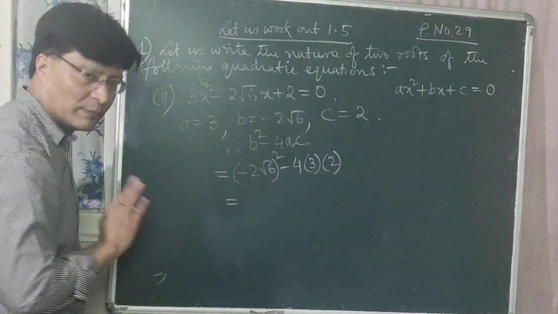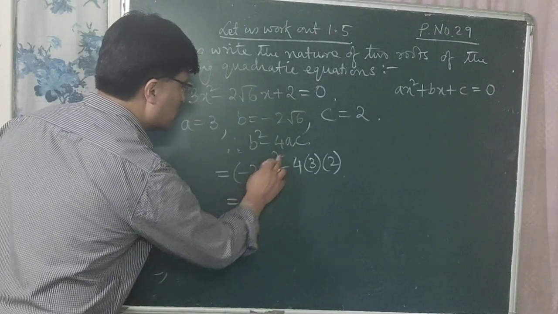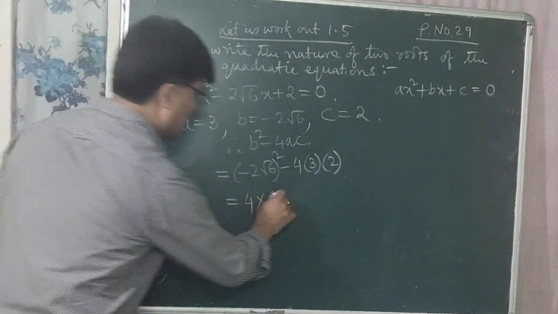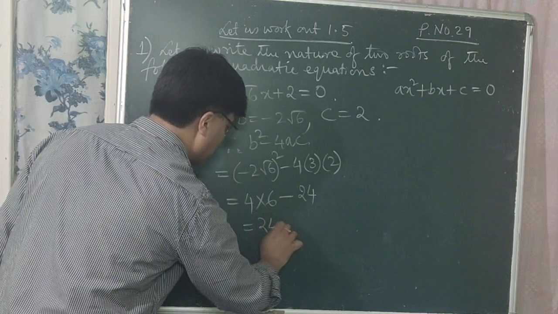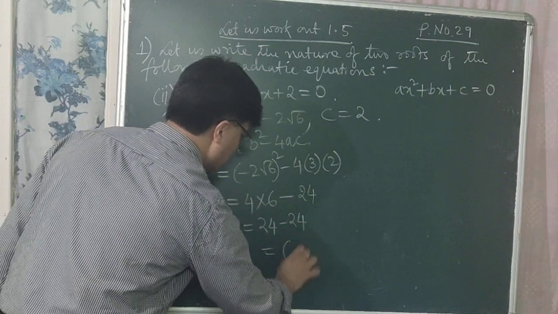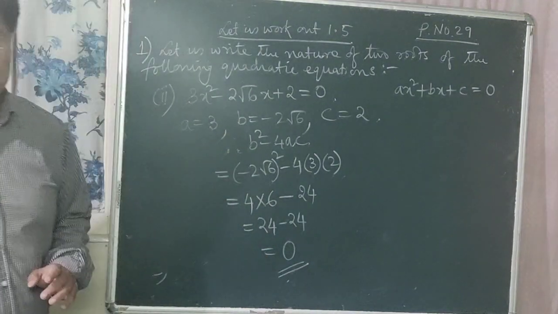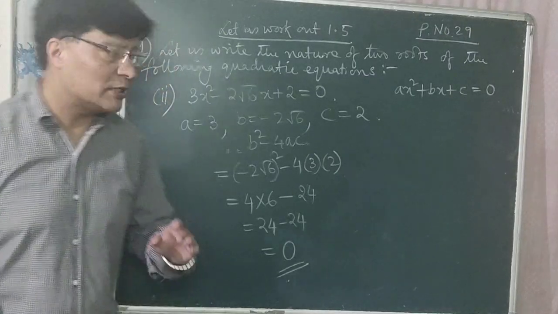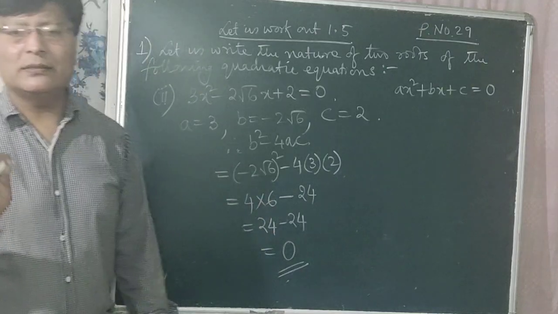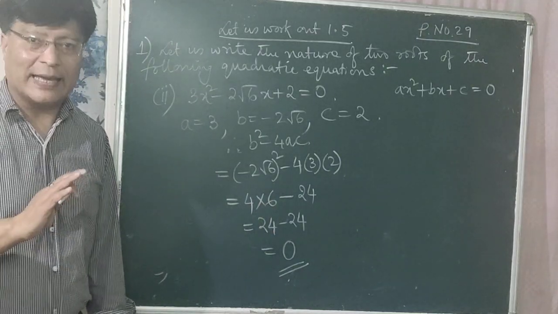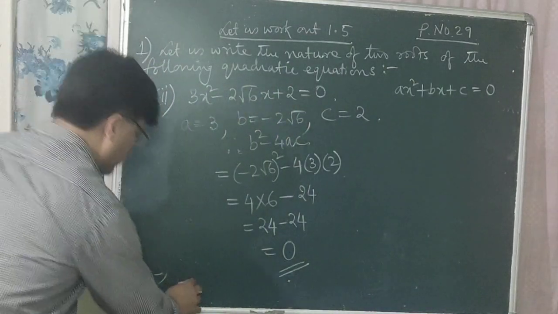Now you can easily simplify it. Minus whole square is plus, sign usually we don't write. 2 whole square is 4, into root 6 whole square is 6, minus 4 3s are 12, 2s are 24, which is equal to 24 minus 24, which is equal to 0. What is the value of the discriminant in this case? 0. We know that if discriminant is equal to 0, then the nature of the roots is real and equal.